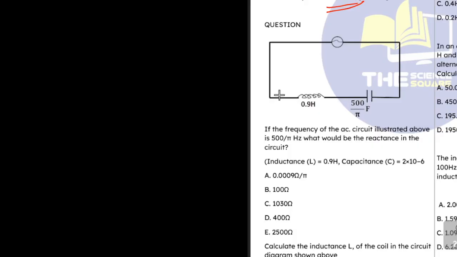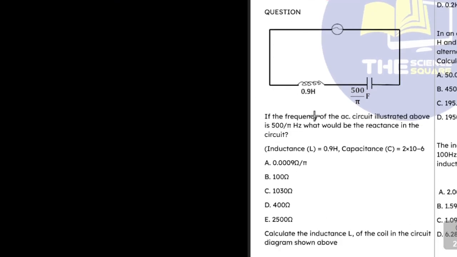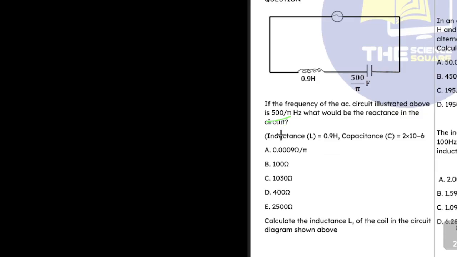Okay, so the question says, if the frequency of the AC circuit illustrated above is 500 over pi, what would be the reactance in the circuit? Wow, what would be the reactance in the circuit if they give a condition? If the frequency of the AC is this, what would be the reactance in the circuit? So what can we say about this particular question? We have the inductor given.